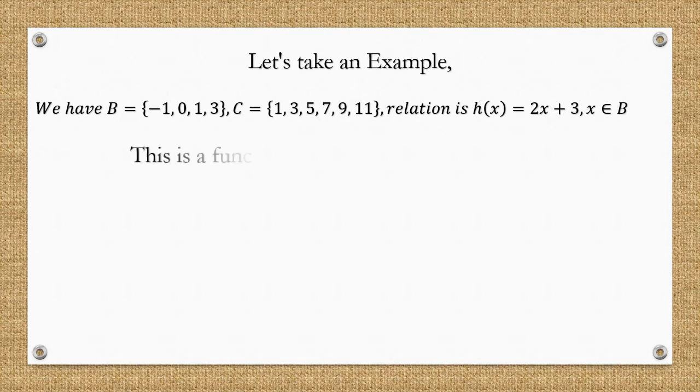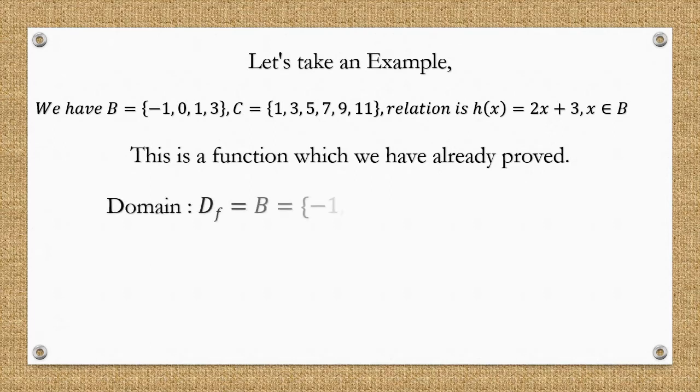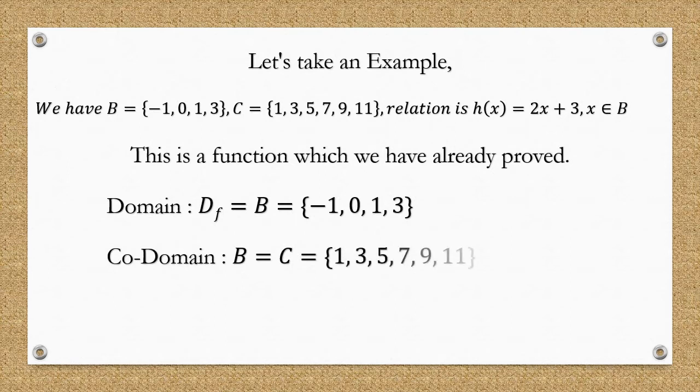So what is the domain? How can we say which value is domain here? So B is -1, 0, 1 and 3, and those values are to be taken. So here the importance is on B. So domain is B, that is -1, 0, 1, 3. We will put these values into the equation and get answers in the set C. The answers should be a part of the set C. So that set C is known as the codomain.